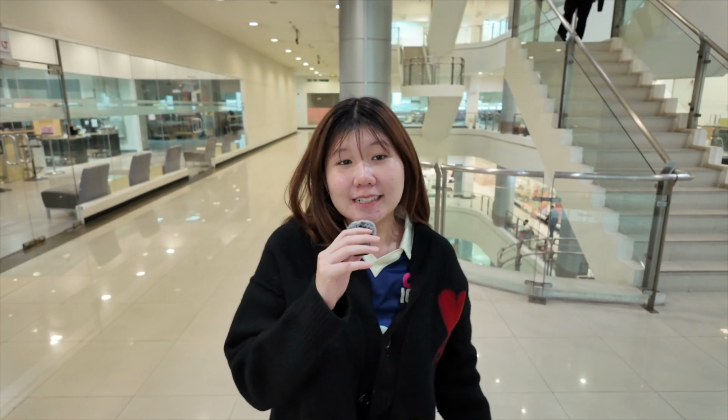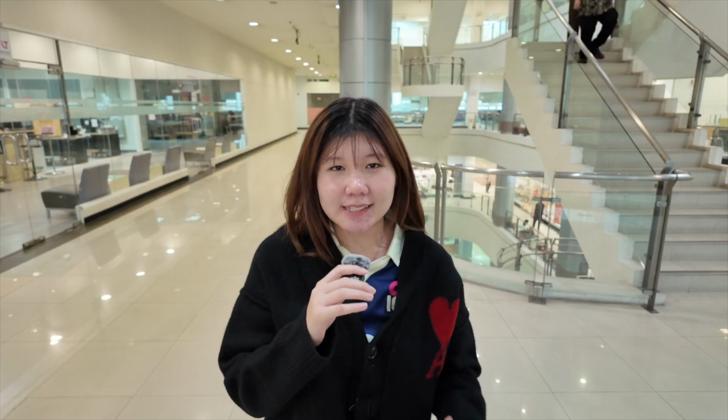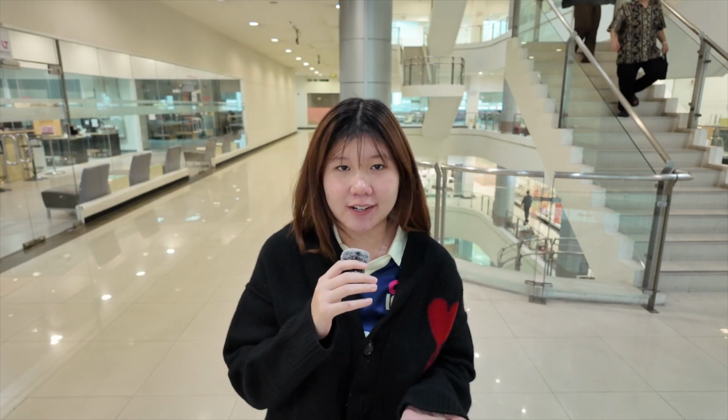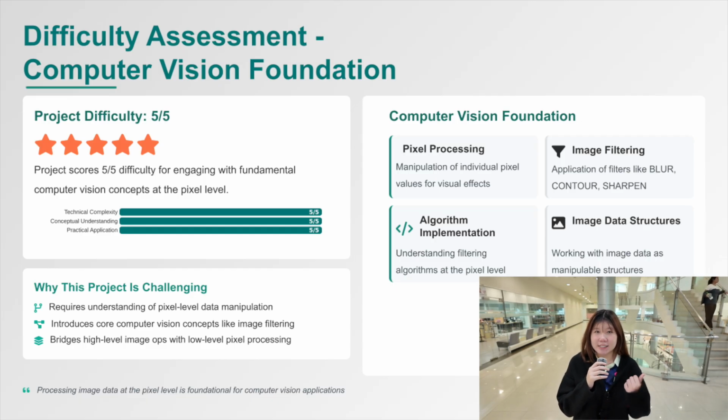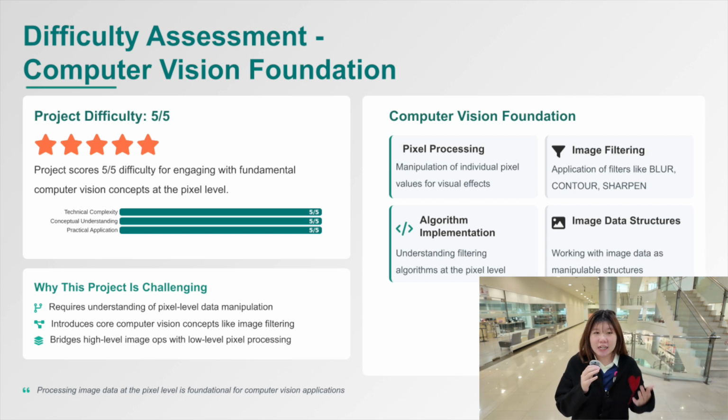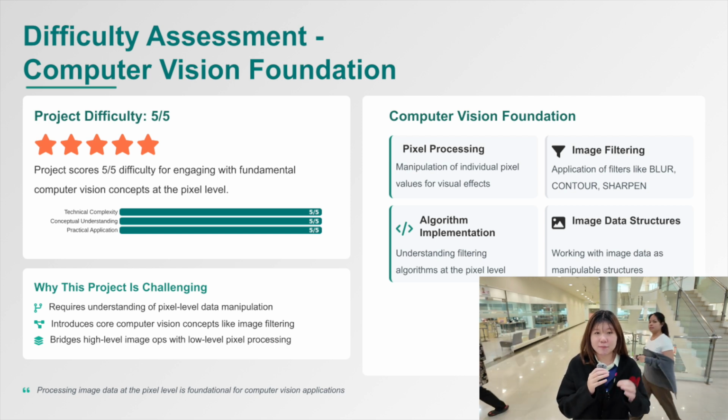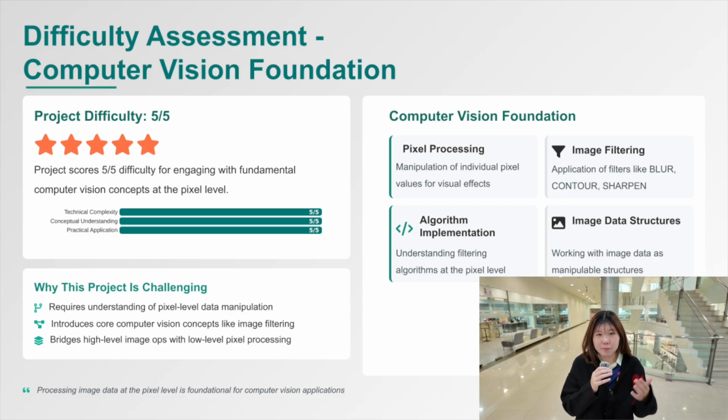Now that you've seen the demonstration of our code, it's time to assess the difficulty and whether or not it meets your criteria. We rate our project difficulty to be 5 out of 5 because it is engaging and it has fundamental computer vision concepts at the pixel level. It is challenging to us because it requires understanding of pixel level data manipulation not only in the coding process but also when we're writing the project report.